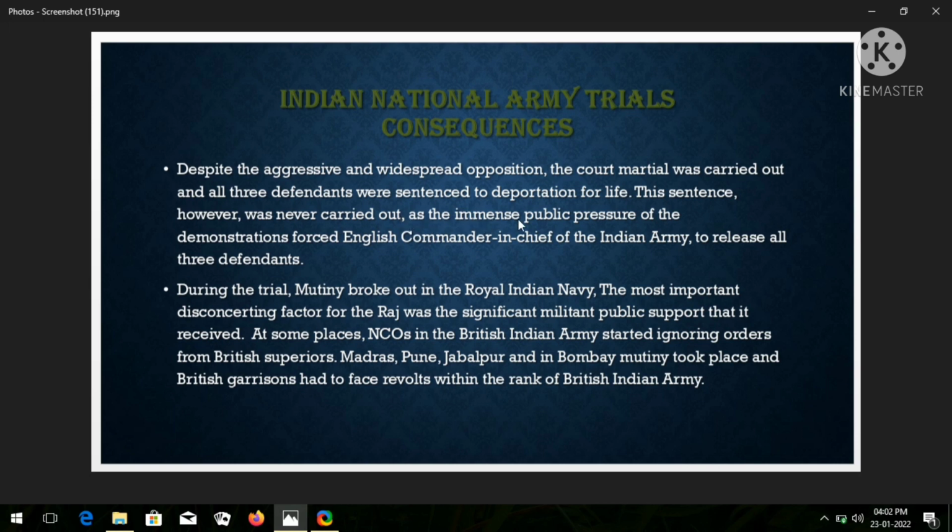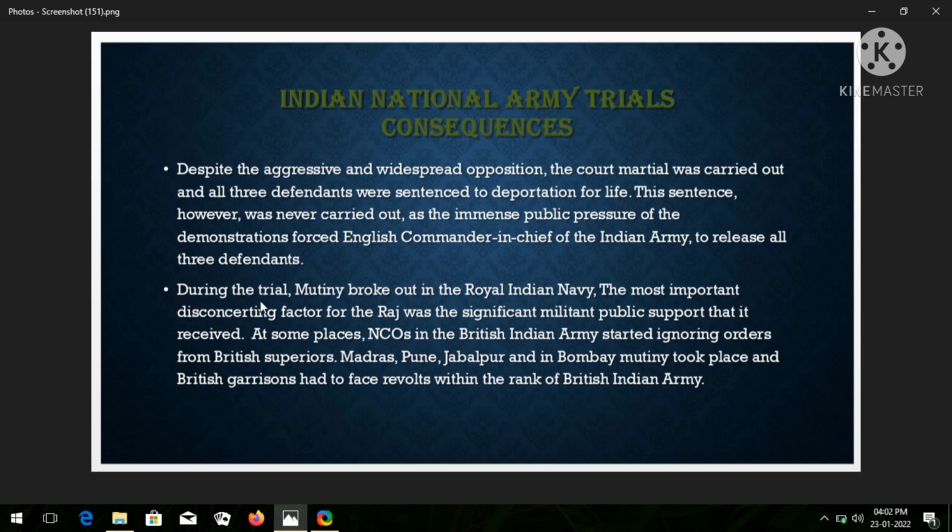Because of the immense public pressure of the demonstrations; there were huge demonstrations, protests and movements going on, and they forced the English commander-in-chief of the Indian army to release all three defendants. Okay, so it was a positive development, right? And this is the last passage.